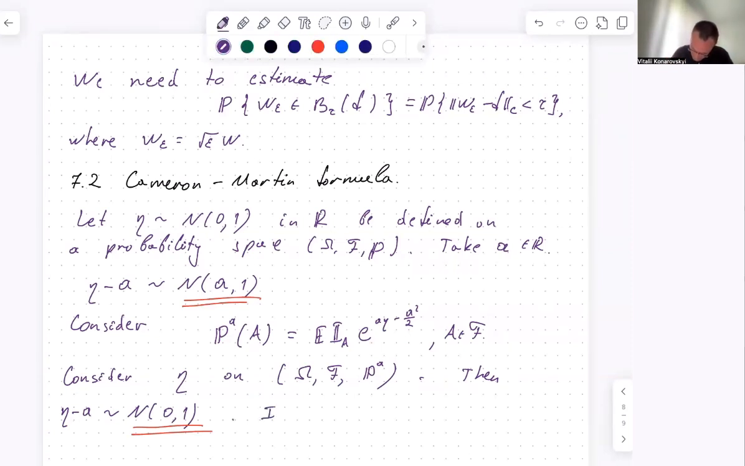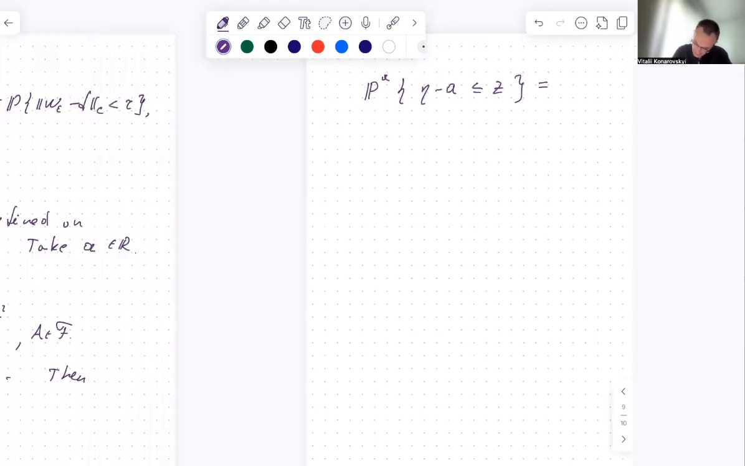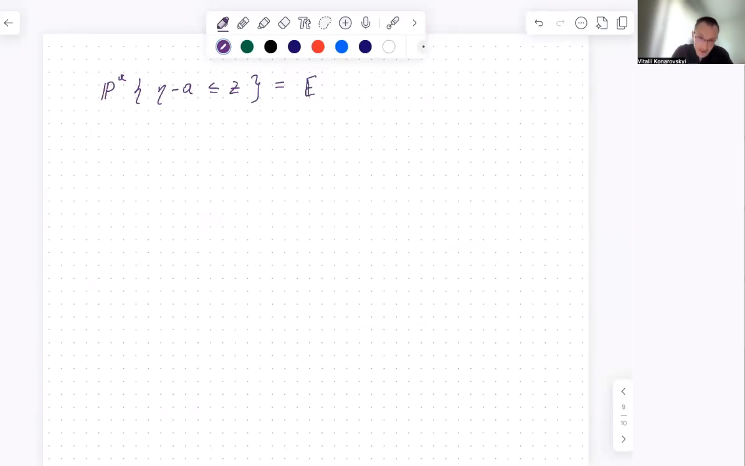So let me show that it is indeed so. There is no magic here, just straightforward computations. How can you figure out what the distribution is? You just need to compute the distribution function and show that it coincides with the distribution function of a standard normally distributed random variable. So let's take the probability that eta minus a is less than or equal to z. According to our definition, this equals the expectation of the indicator of the event eta minus a less than or equal to z, multiplied by e to the power a eta minus a squared divided by 2.